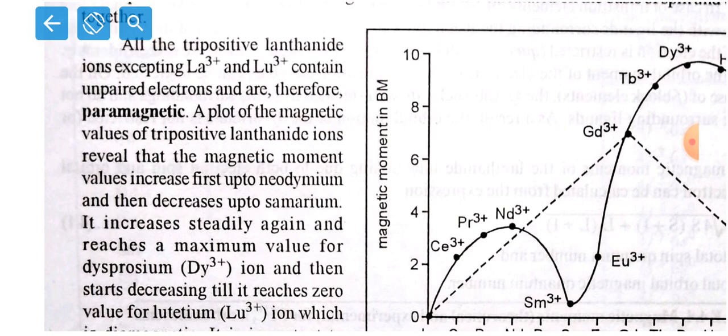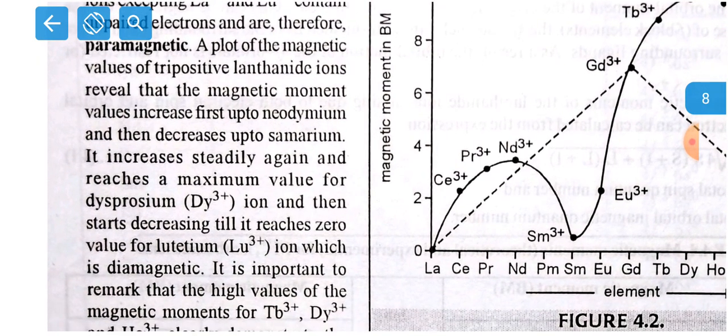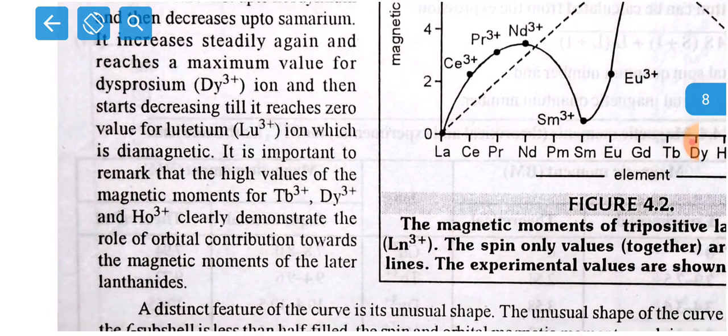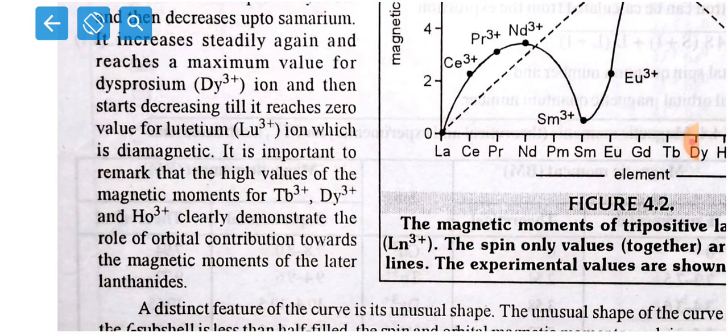A plot of the magnetic value of tripositive lanthanoid ions reveals that the magnetic moment value increases first up to neodymium and then decreases up to samarium. It increases steadily again and reaches a maximum value for the dysprosium Dy3+ ion and then starts decreasing till it reaches zero value for lutetium ions, which is diamagnetic. It is important to remark that the high values of magnetic moment for Tb3+, Dy3+ and Ho3+ clearly demonstrate the role of orbital contribution toward the magnetic moment of the latter lanthanoids.